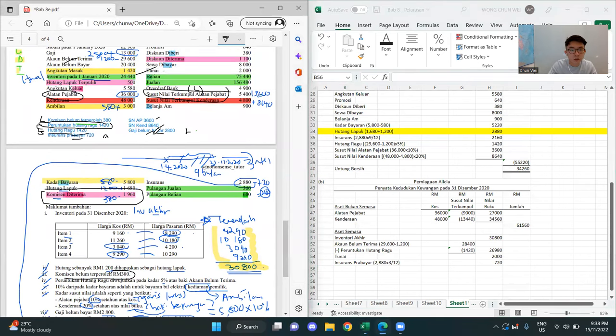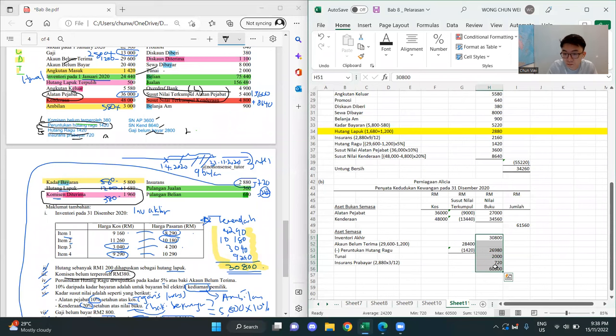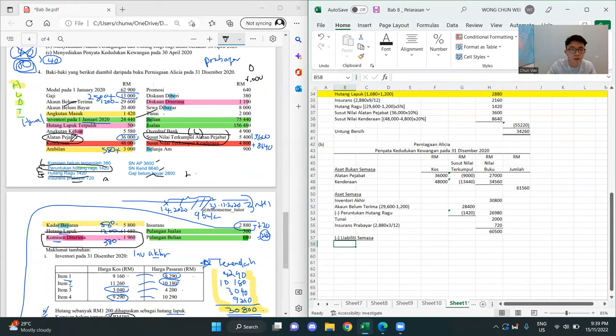Okay, other than that, do you have any other SSM master? After that, belum bayar is a liability, belum terpulih is a liability. I think that's all. So you add them up and put here. 60,500. Okay, then you minus your liability semasa. You take asset semasa minus your liability semasa. So what is in your liability semasa will be account belum bayar. Overdraft bank, okay, what we said just now.